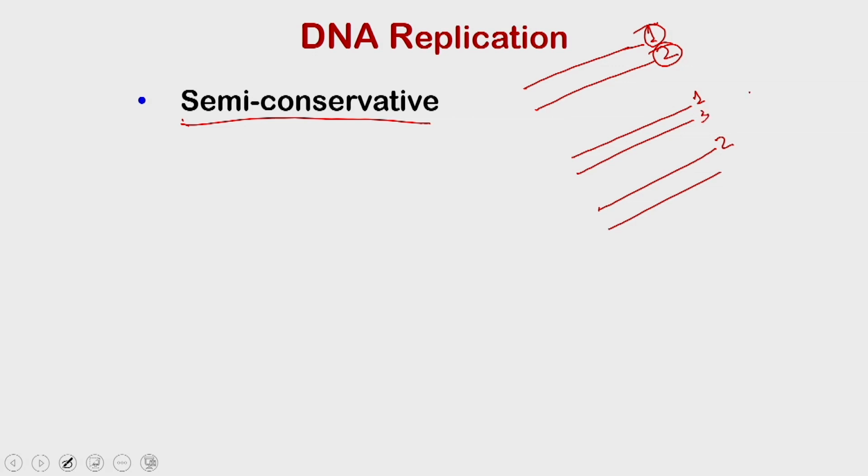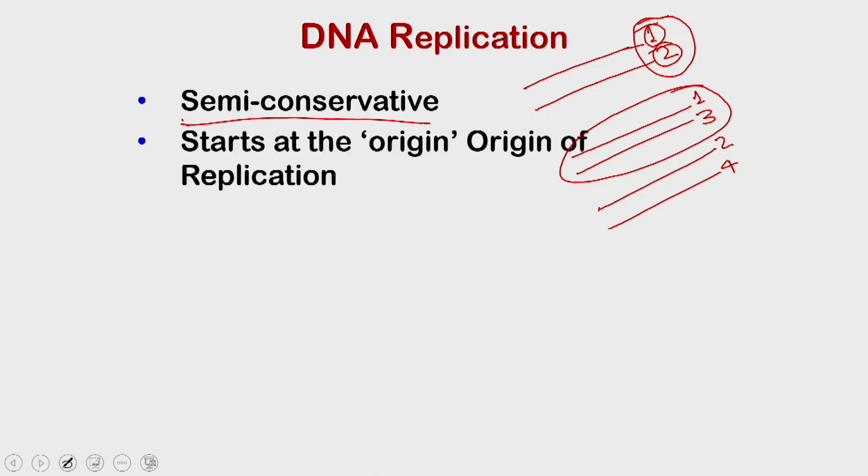And the new synthesis is going to happen, which is strand number 3 and strand number 4, which means that the DNA present inside the parent is going to be divided in half, and that is how it is called semi-conservative, which means that the DNA present in the original cell is not going to be conserved.